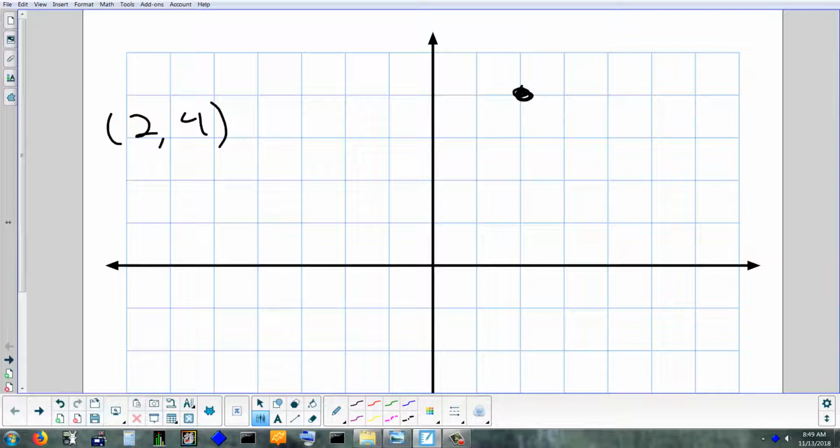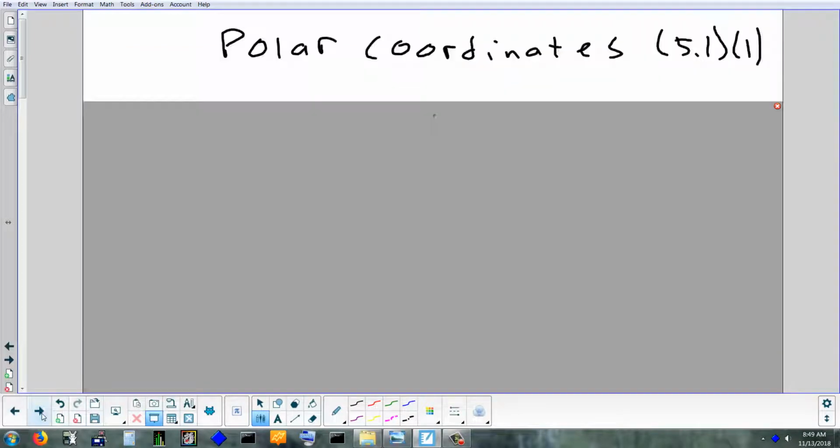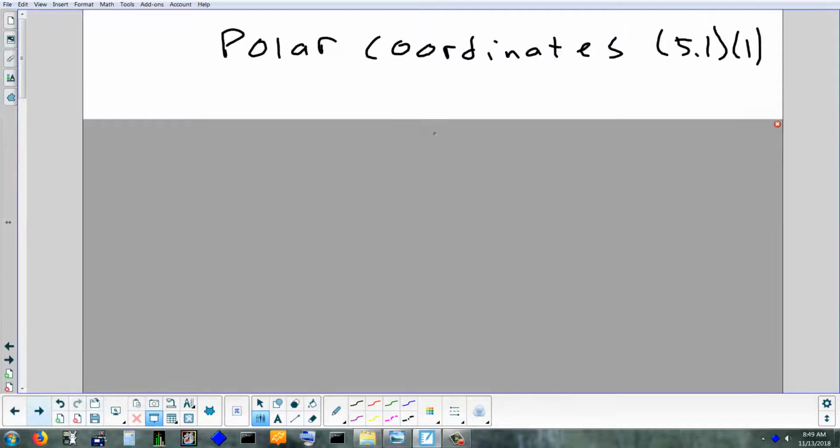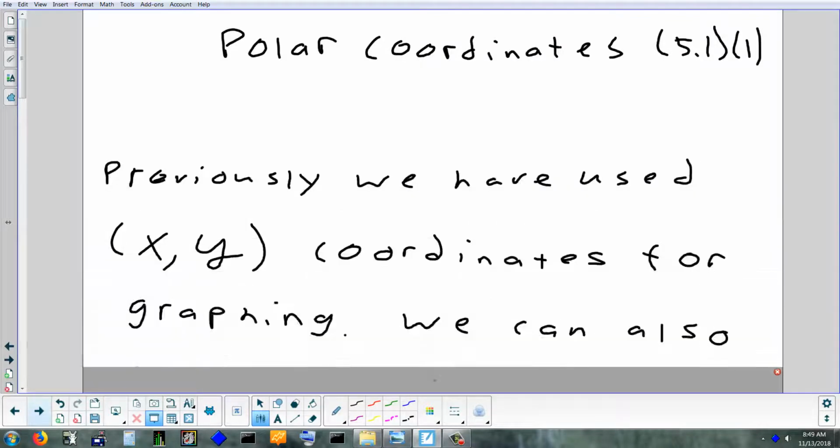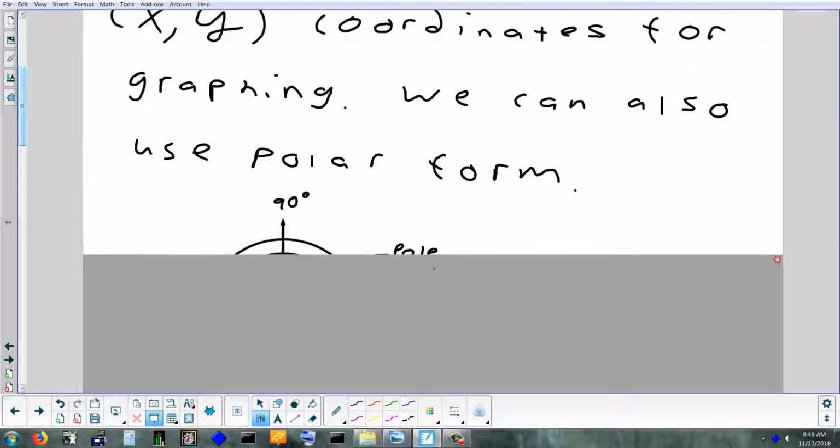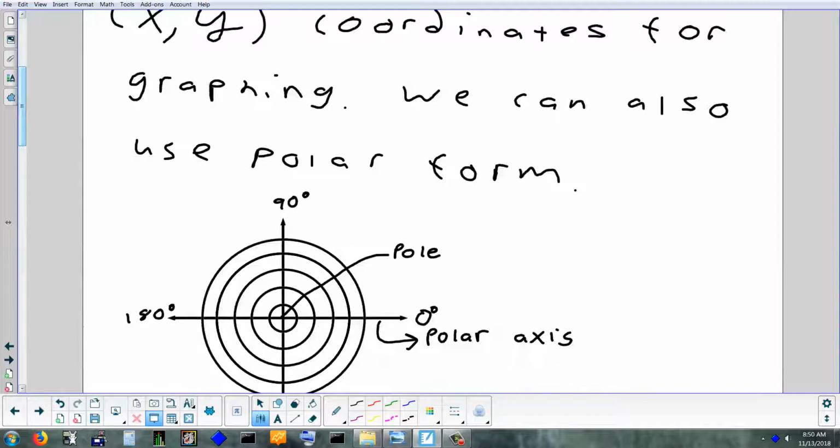What can be kind of hard on this is things that are curved, especially circles. Circles are not very easy to draw in this kind of system. But if we use a polar system, then circles become a lot easier. All right, so just what I just said, we've used XY coordinates for graphing. We can also use polar.